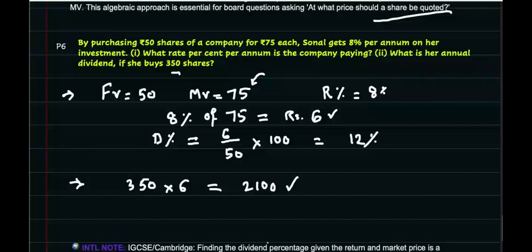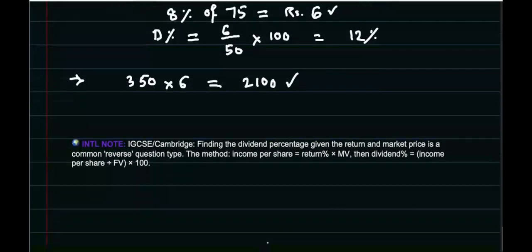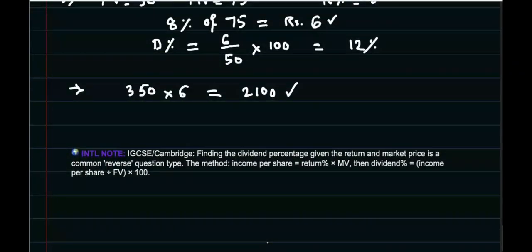Understood? Got it. Okay. And a note for the international students, IGCSE or Cambridge: finding the dividend percentage given the return and market price is a common reverse question type. The method: income per share equals return percentage multiplied by the market value, then dividend percentage equals income per share divided by the face value multiplied by 100. This is the whole reverse problem whenever market value is missing. Understood?